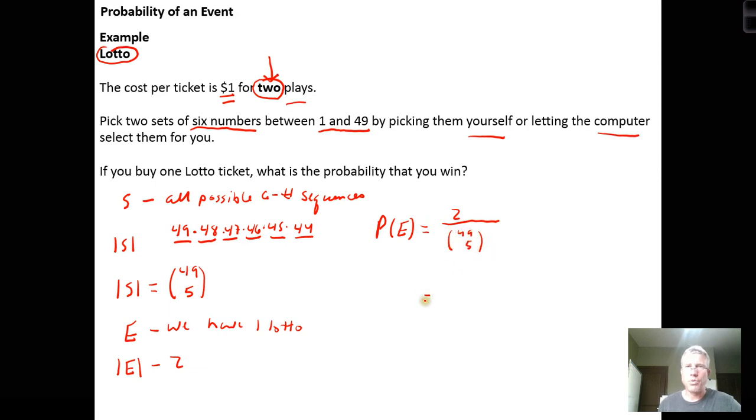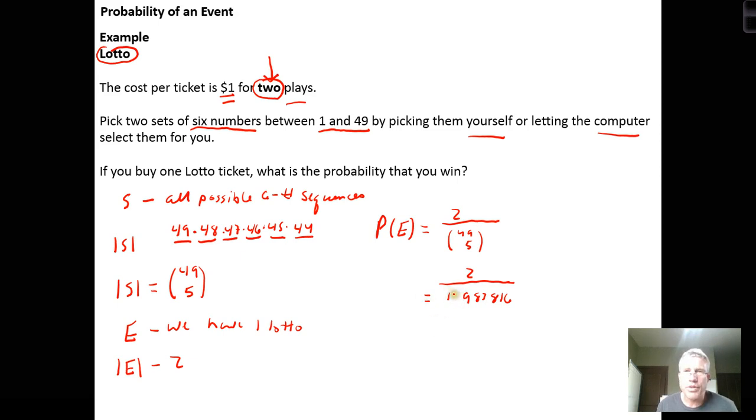And if you calculate 49 choose 5, you get 13,983,816. I calculated this ahead of time. So I'm glancing down on the paper to read that number off. And that didn't show up very nicely, so we'll fix that.